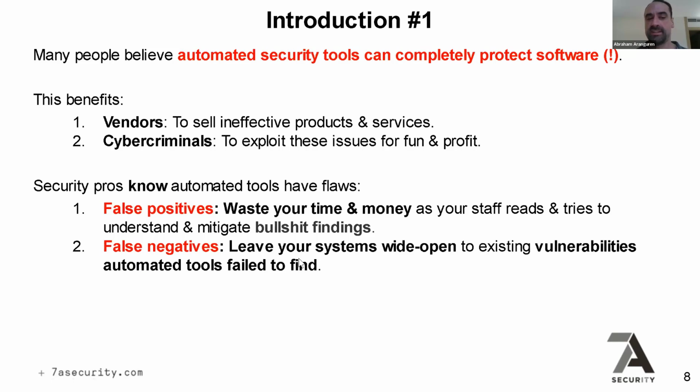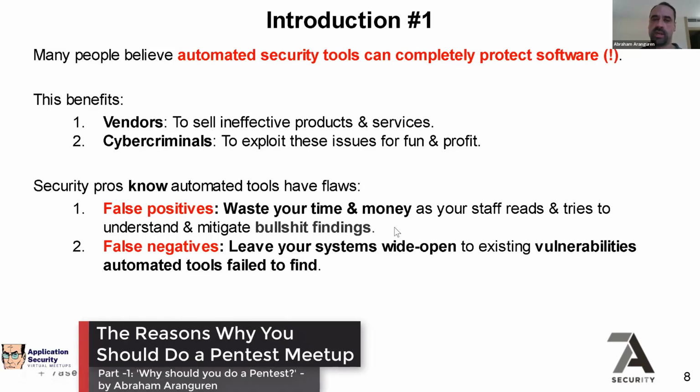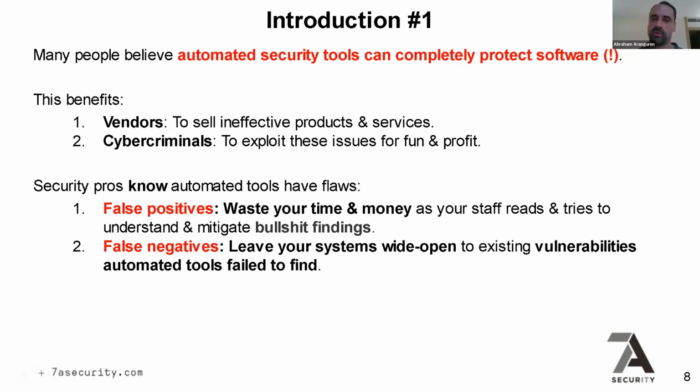But any security professional will tell you, because they know, that all automated tools have false positives and false negatives. So what is the problem with false positives? False positives are basically fake issues, so they waste your time and money. This is the same problem as with bug bounties: you get a lot of fake submissions, and you have to pay someone to go through all these fake results, and this takes a lot of time.